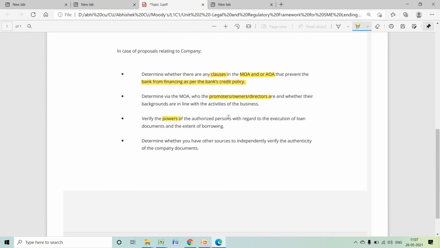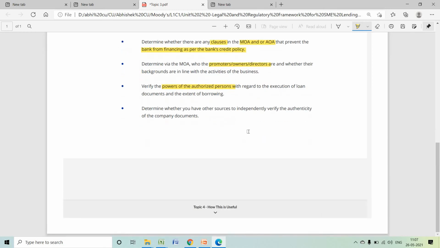Now, verify the powers of the authorized persons with regard to the execution of the loan documents and the extent of borrowings. So you have to verify who is authorized to execute the loan document, and who is authorized to borrow from the bank on behalf of the client. Now, determine whether you have other sources to independently verify the authenticity of the company documents.